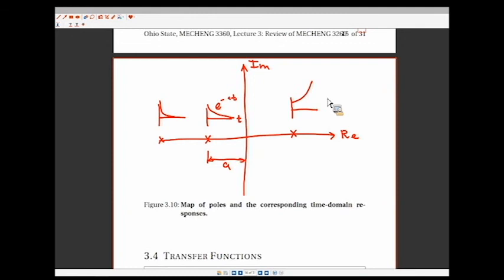Instructor Lake will go through this on Monday, and then I'll hit it again on Wednesday next week, filling out this map more. This is only real poles so far. We'll talk about complex poles on Monday and Wednesday.